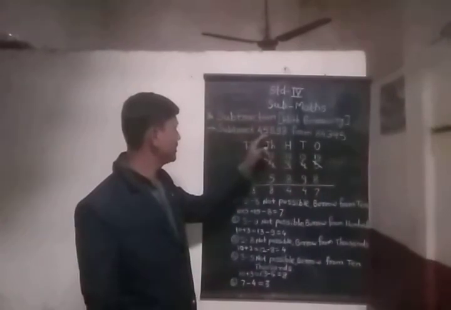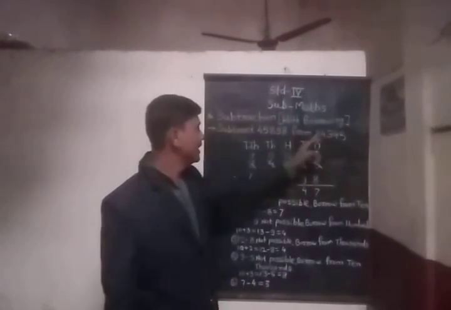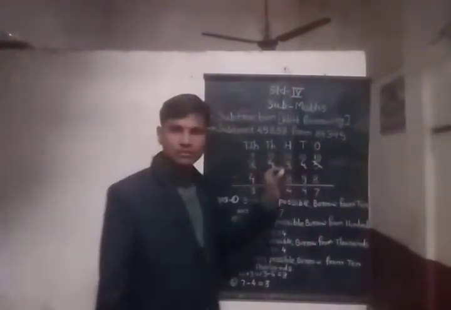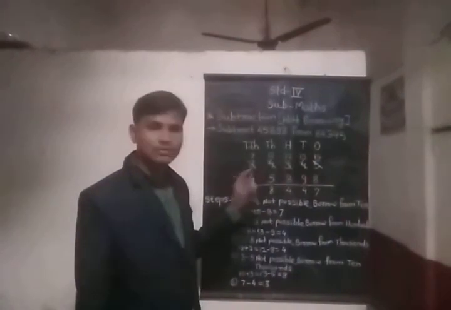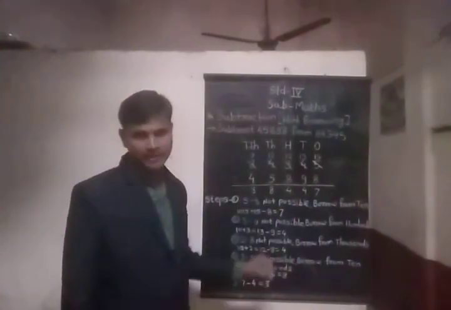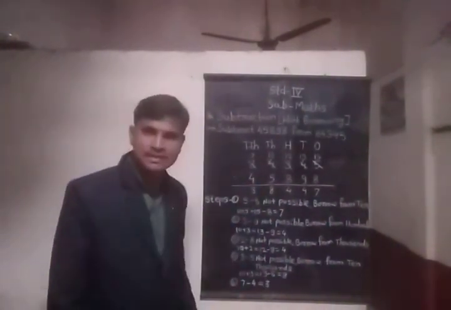So what will come there? The answer: subtract 45,898 from 84,345 is equal to 38,447.